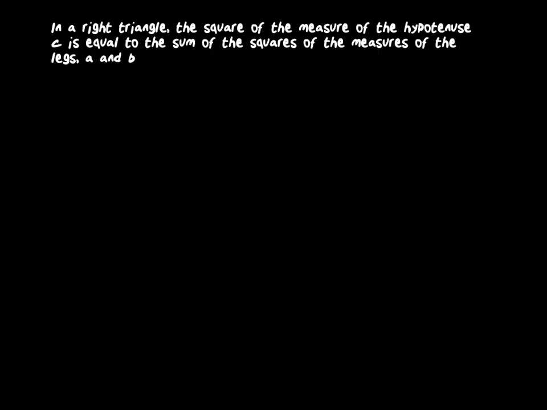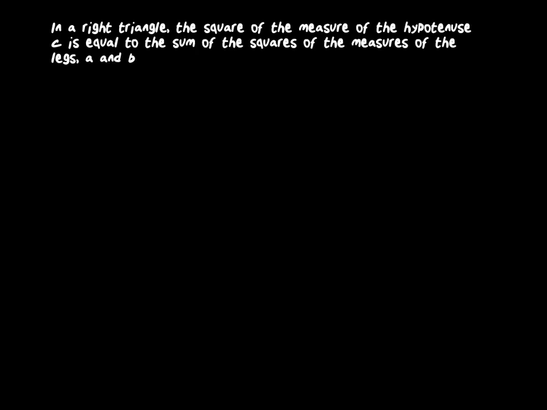In a right triangle, the square measure of the hypotenuse C is equal to the sum of the squares of the measure of the legs A and B. So we want to translate the sentence into a formula. So go ahead and try it, and then when you're ready to check, unpause the video.